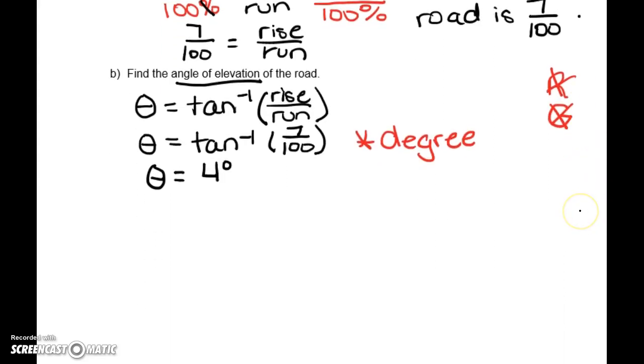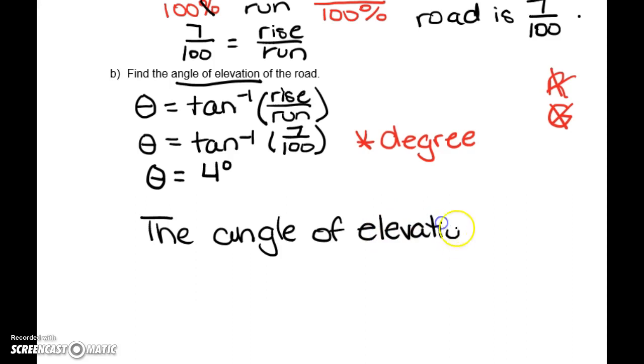To finish off this question, we do have to answer with a sentence. We could say that the angle of elevation is 4 degrees. Once you are done writing that sentence, you have properly answered that question.